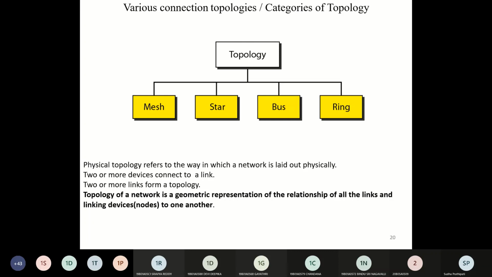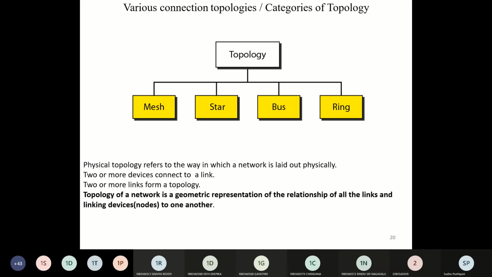And next is security. Security is protecting the data while in transit from one device to another from unauthorized access, and protecting the data from damage. All these can be implemented by using protocols.